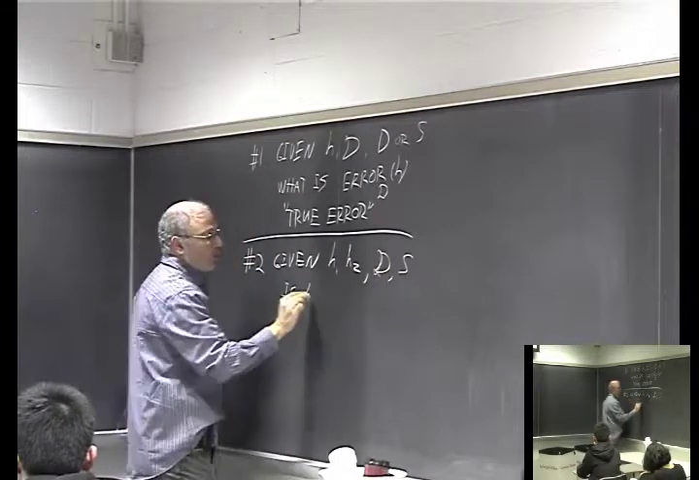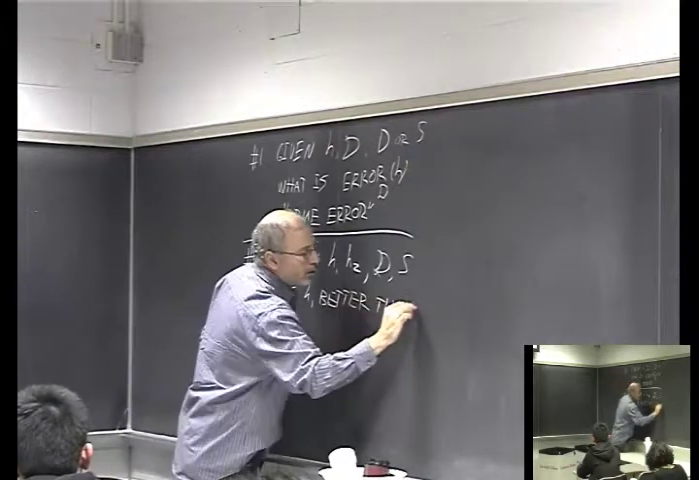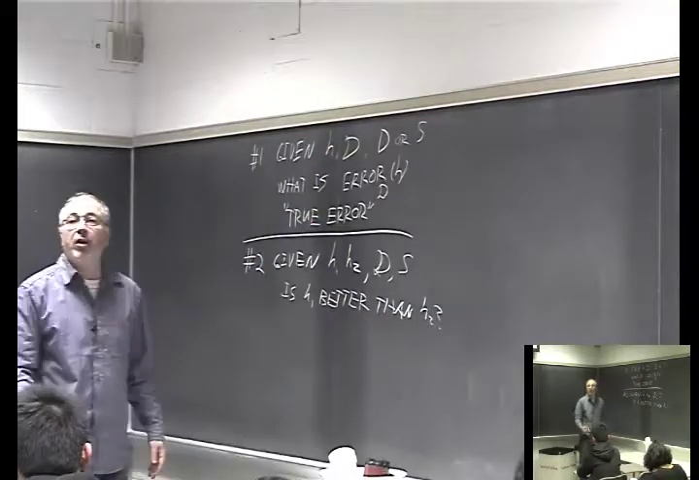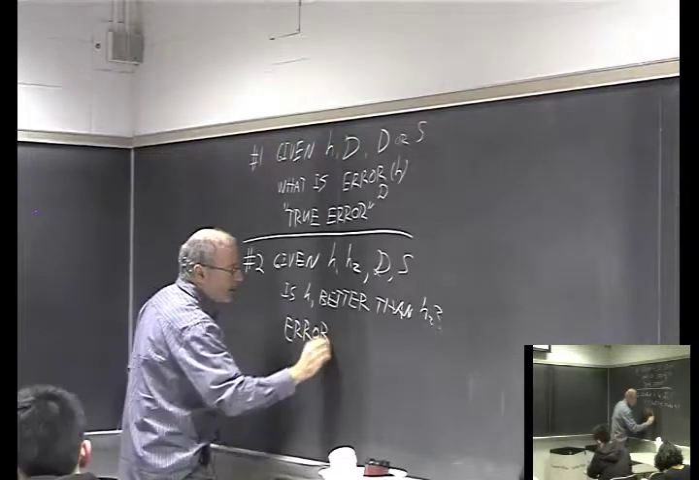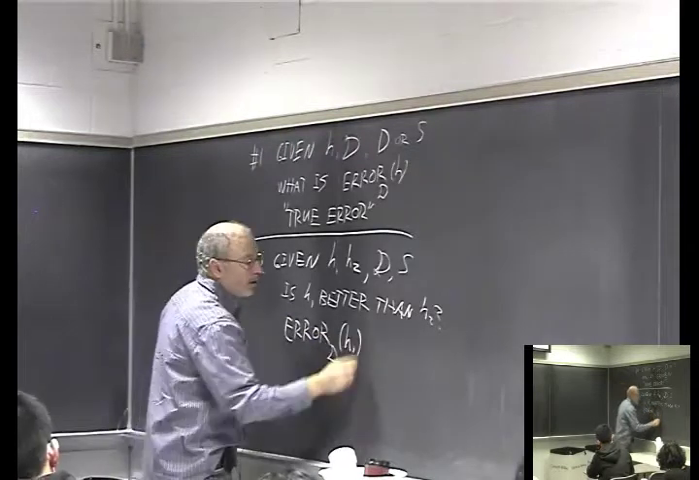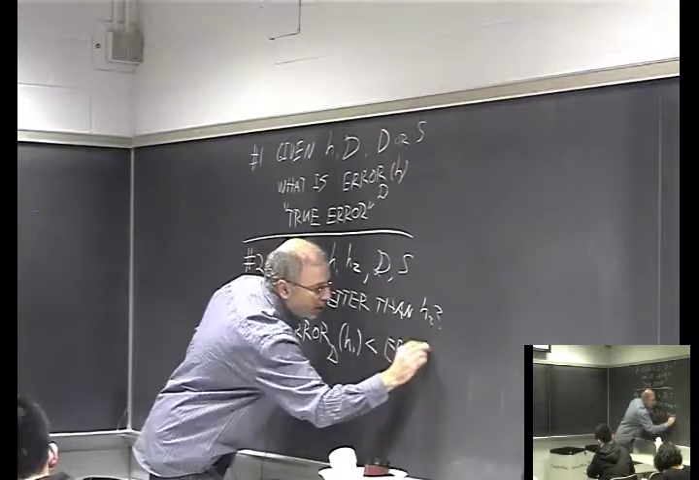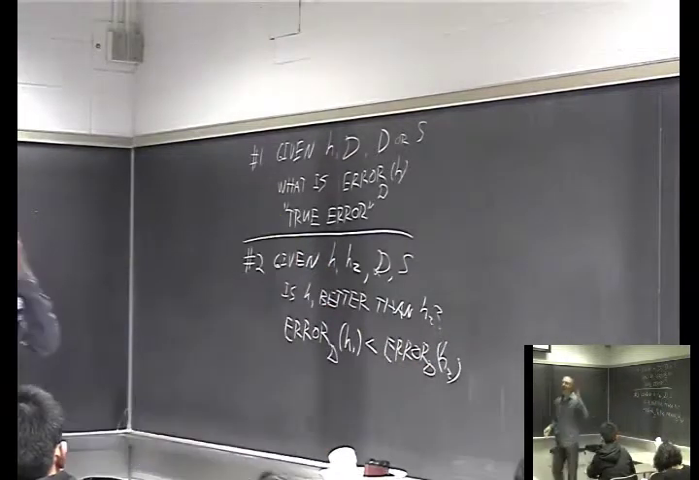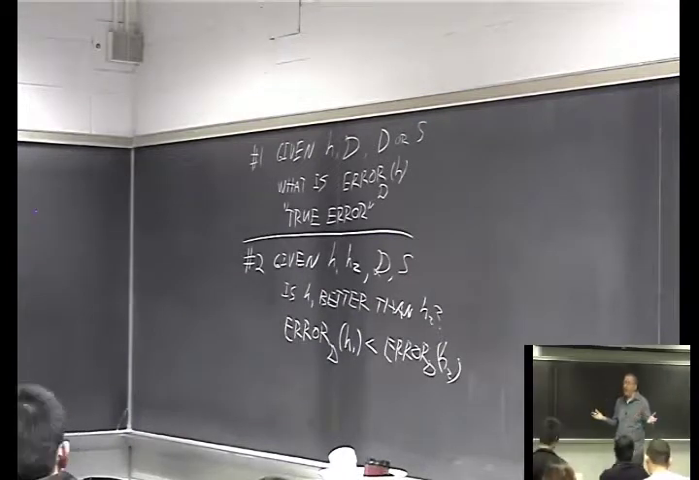Is H1 better than H2? Namely, is the true error of H1 less than the true error of H2? True error is written as error with the subscript of curly D of H1 less than the true error of H2. Okay, so the first question is, given one hypothesis, what is its true error? The second question is, given 2 hypotheses, is one of them better than the other in terms of error?